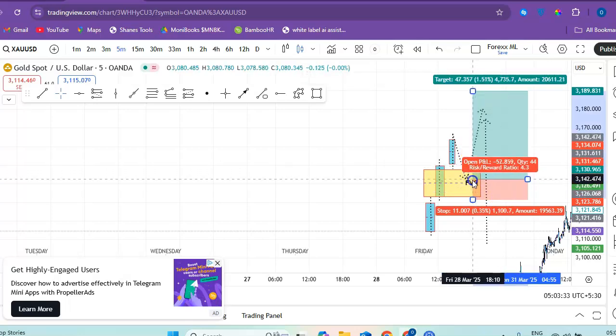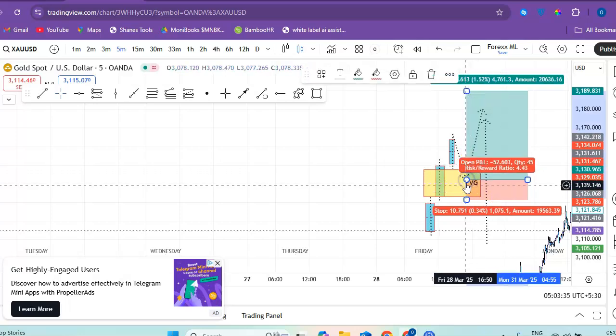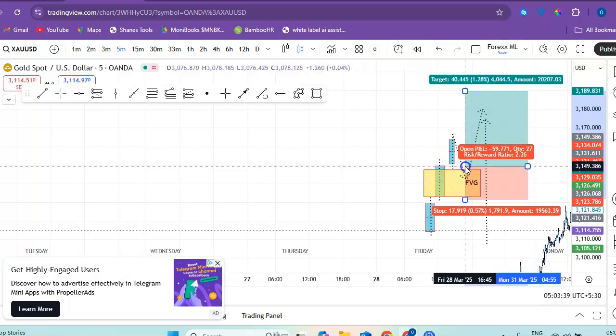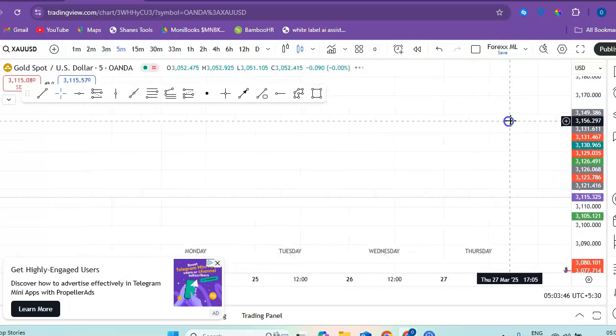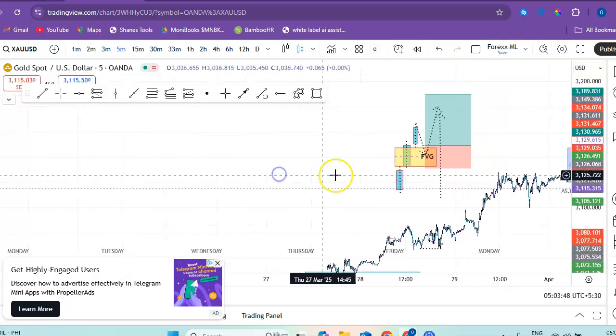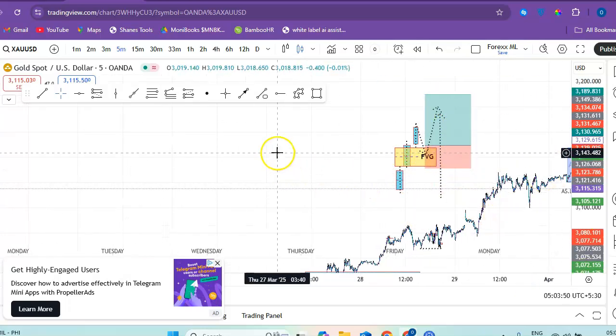Also, lots of people take it from inside. Inside the fair value gap, they put pending orders there and they wait for it. But when I use it, I usually do it the other way. So this is the bullish structure.